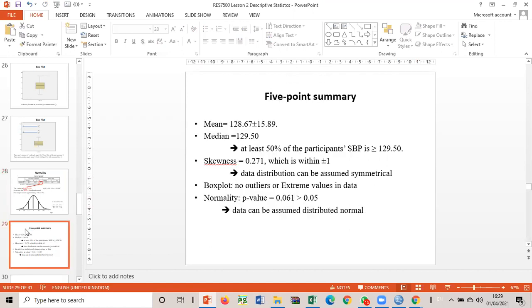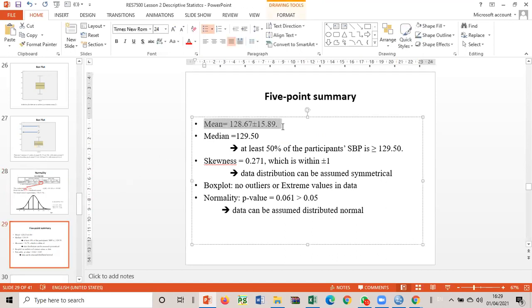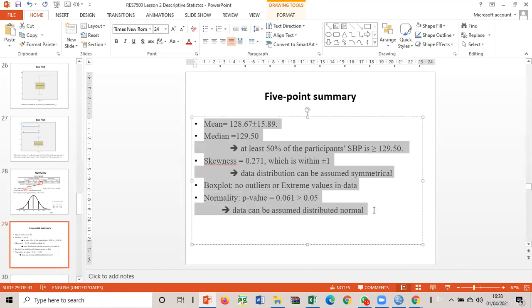Now I have completed the 5 points: the mean and standard deviation, the median and what it means, skewness and what it means, the box plot and what it is telling us, and the p-value and what it is telling us. So with this 5-point summary, you can visualize your data. Very clear?